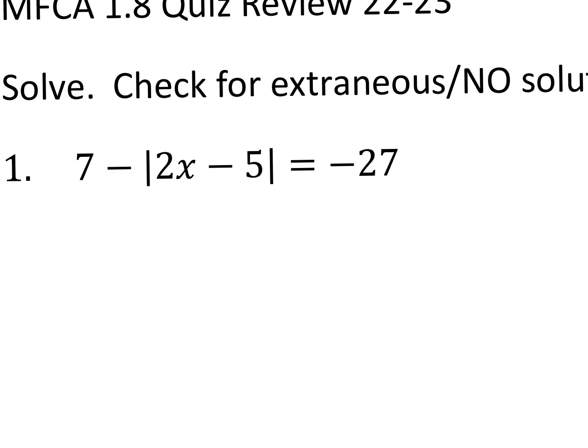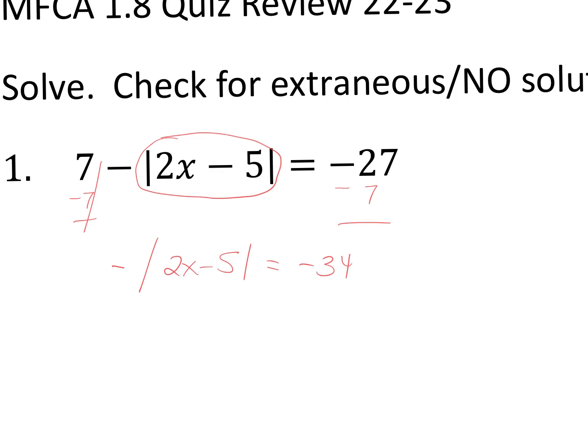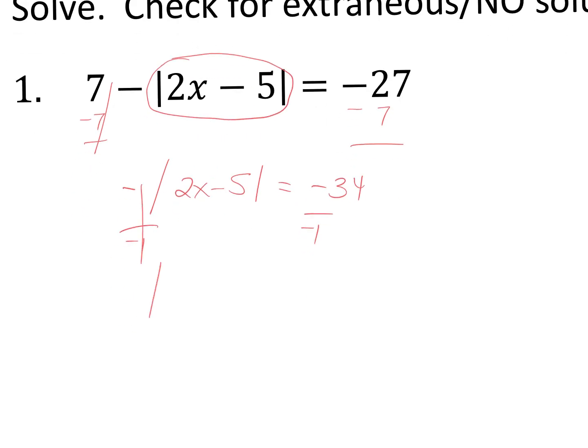Any of the solving questions, you want to remember you're going to isolate the absolute value. That's what you're trying to do first. Then you can go ahead and split it up and solve. So the first thing we're going to do here is subtract 7 from both sides. So you have negative absolute value of 2x minus 5 equals negative 34. Divide both sides by a negative 1. And you have the absolute value of 2x minus 5 equals positive 34.